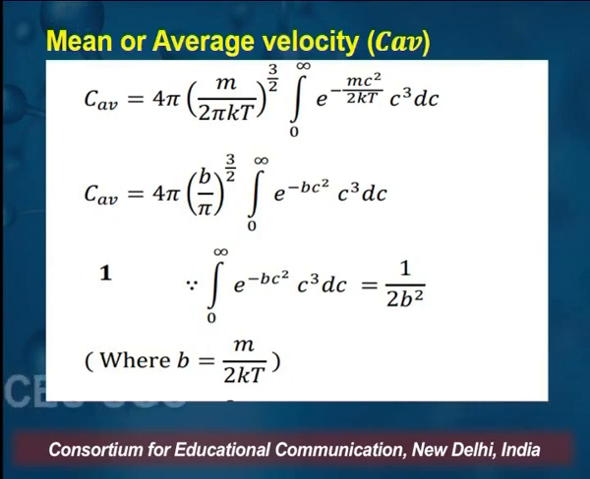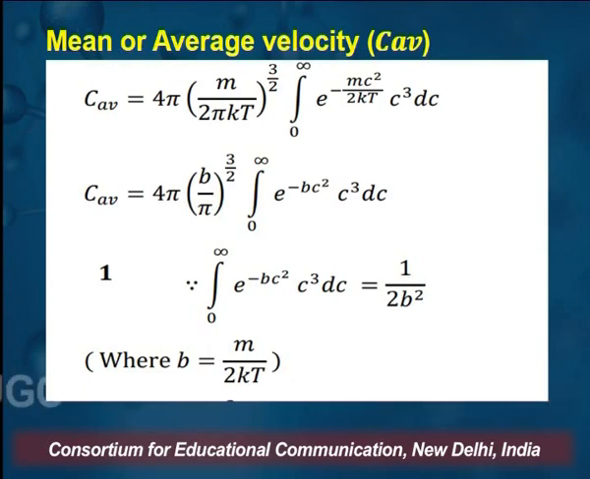So, C average can be written as 4 pi (m by 2 pi kt) to the power 3 by 2. This is taken outside the integral sign because all these are constants. Integral of 0 to infinity e raised to minus mc square by 2 kt c cube dc. So, c cube and c square are inside the integral. Let m by 2 kt be denoted by b. We have taken b as a constant because m is a constant, 2 is a constant, Boltzmann constant k is a constant, T is the temperature which is a constant. So, we replace all the three constants with a single constant b.